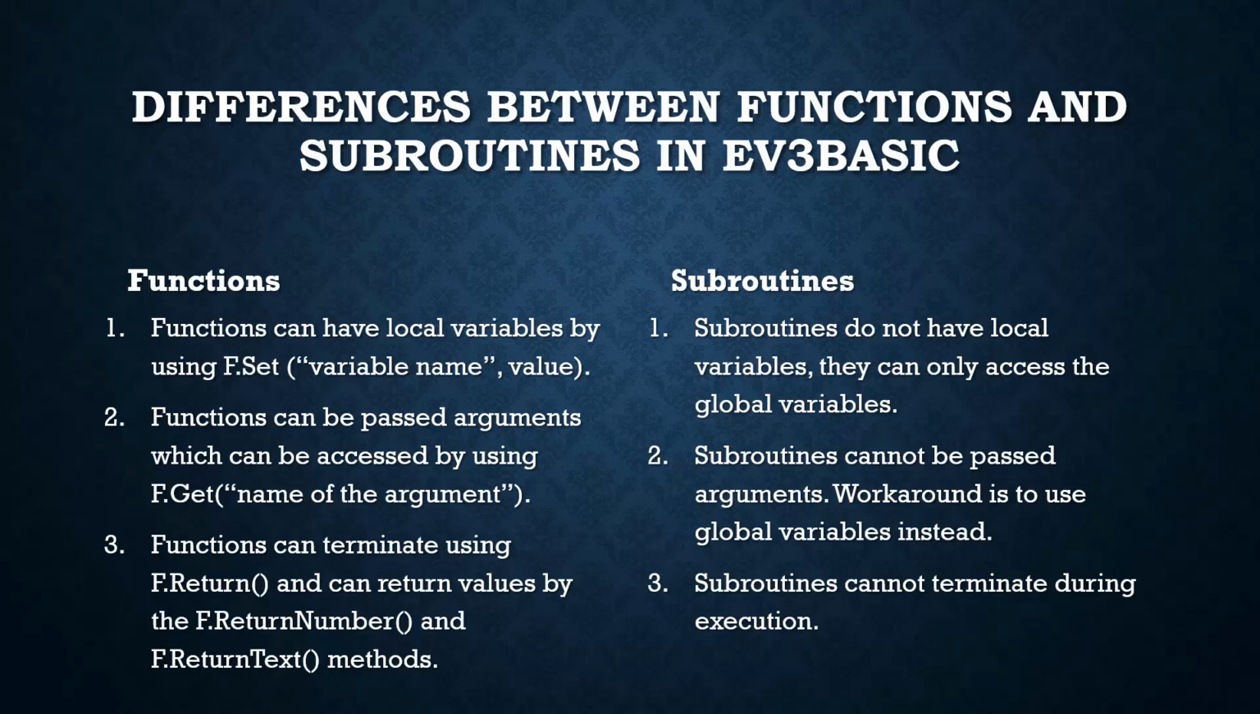We can have a workaround that we can use global variables instead, as it was shown in the previous example of subroutines. And functions can be terminated during execution using the f.return or f.return number and f.return text methods. And these can also return values. But subroutines cannot be terminated during execution and neither can they return any values.